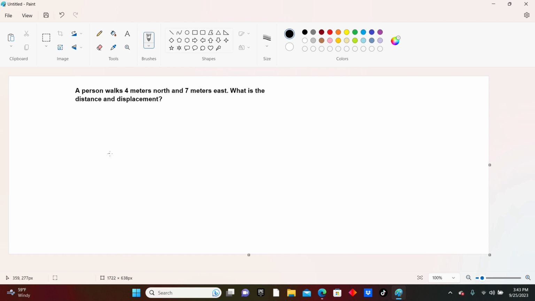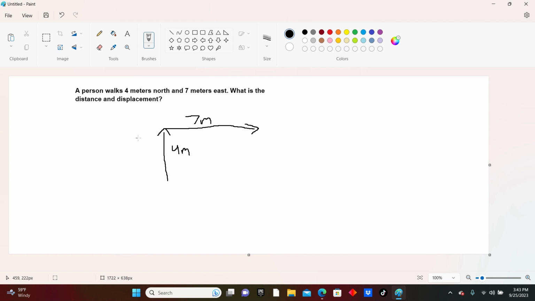So yeah, let's take a look at this first one. A person walks 4 meters north and 7 meters east. What is the distance and displacement? Okay, so let's just illustrate this. The main point of this question is just to highlight the difference between distance and displacement, which I'll show. So if we look at it, we're going 4 meters north. This is north, and then we're going 7 meters east. So 7 meters.